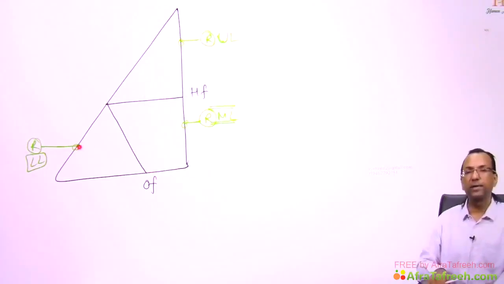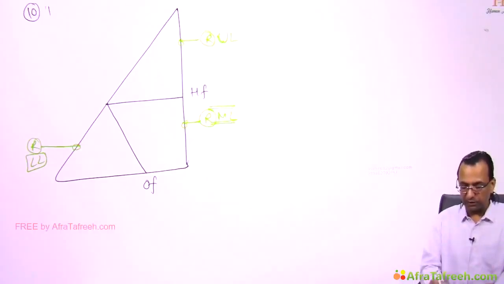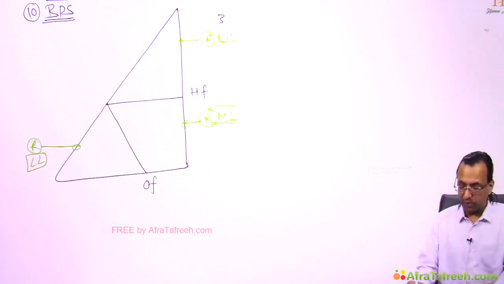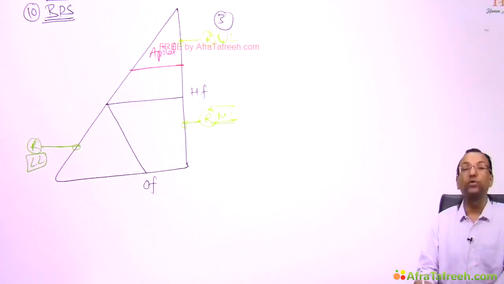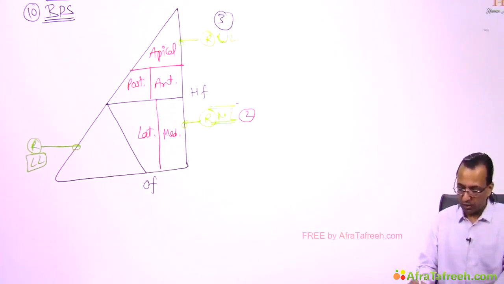And how many BPS here? If you're talking about the BPS, then you will have 10 bronchopulmonary segments here. And out of 10, how many in the right upper lobe? There are 3 of them. And how do you name them? There is one apical BPS in the right upper lobe, one anterior BPS and one posterior BPS, so total 3. And how many in the middle lobe? There is one medial BPS and one lateral BPS, so total 2 in the right middle lobe.